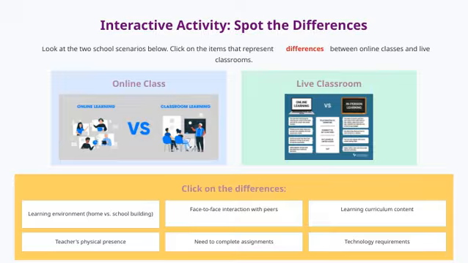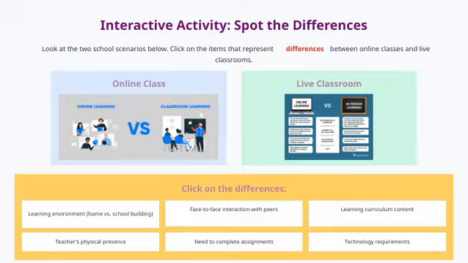First, notice the learning environment. With online classes, students are typically learning at home, while in a live classroom, it's within a school building. Next, think about face-to-face interaction. In a live classroom, students and teachers are physically present together, which is quite different from the online setting. Then, compare the learning curriculum content. While the material might be similar, the way it's delivered can differ.